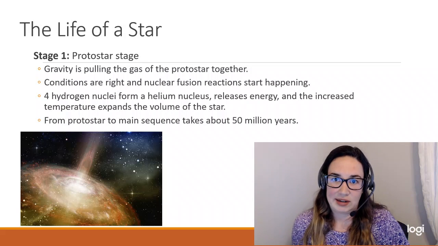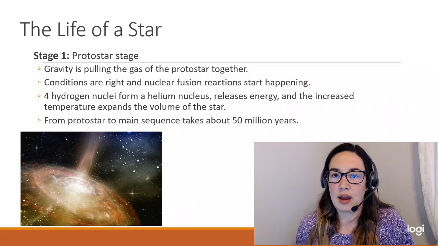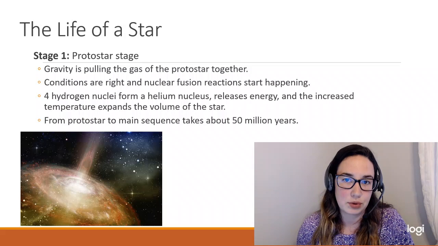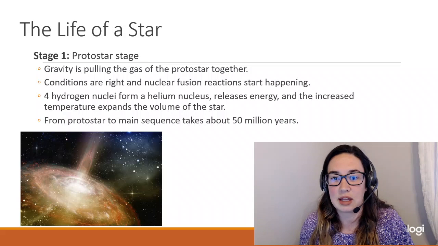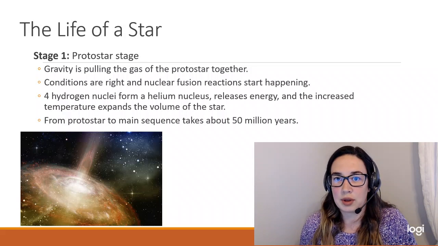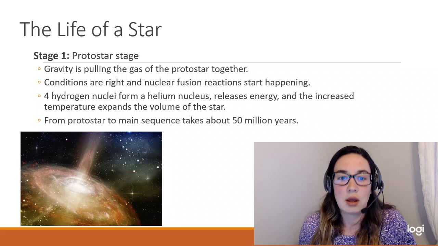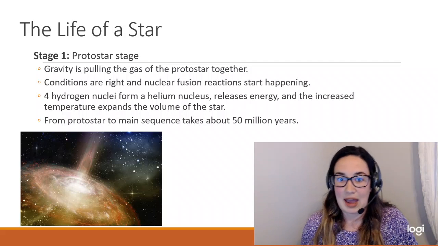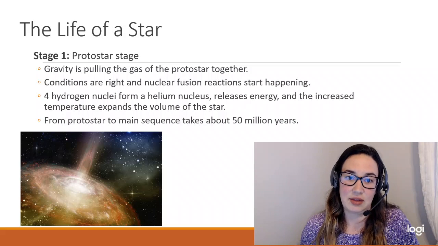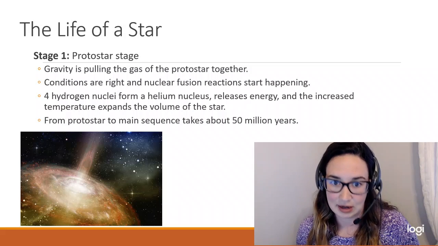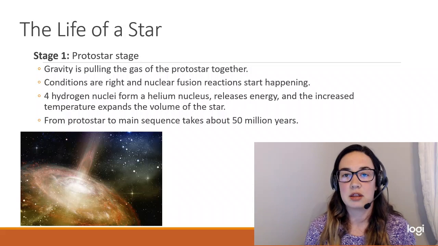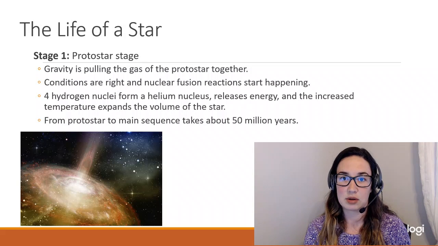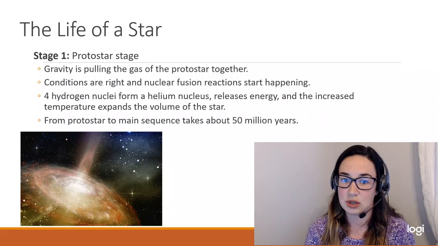So stage 1, this is our protostar stage. If you recall from last lecture, we talked about what a protostar is, which is basically all of the gases that are swirling around that eventually become a star due to gravity pulling all of those gases and pieces of the universe together. So that's what is happening here. Gravity is going to start in this protostar stage by pulling all of the gases of the protostar together. Everything's going to be attracted to each other.